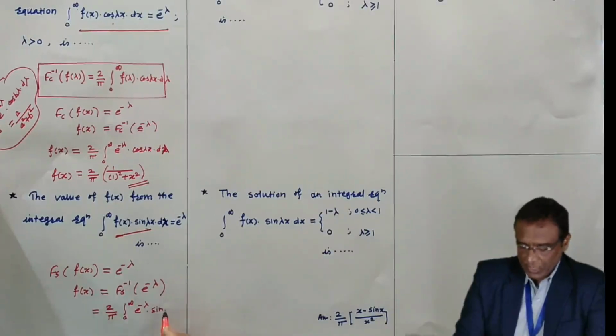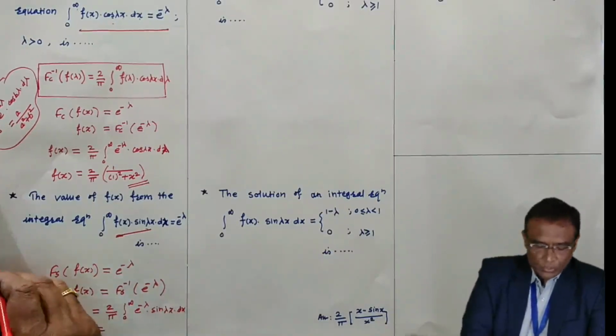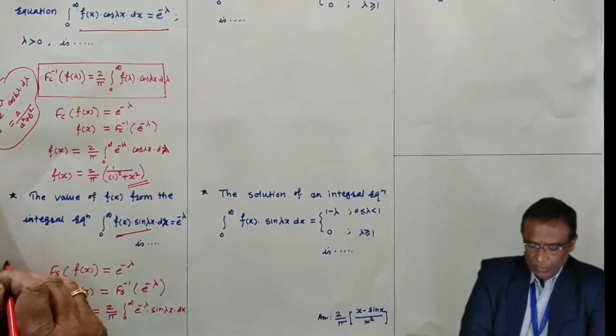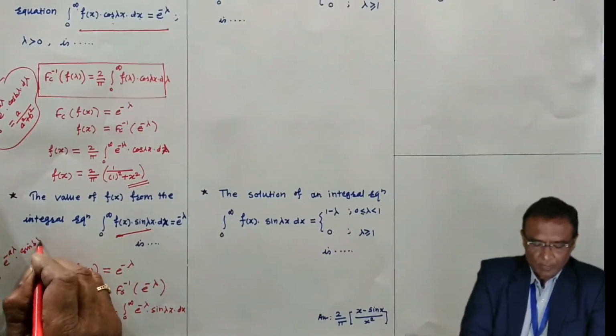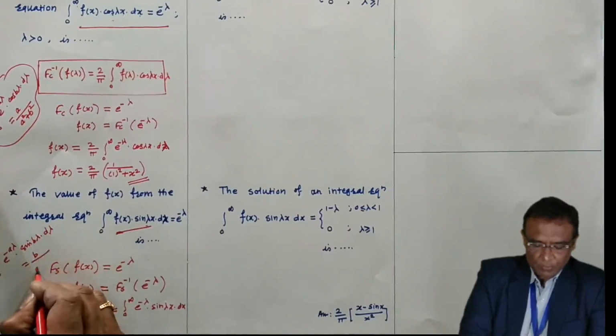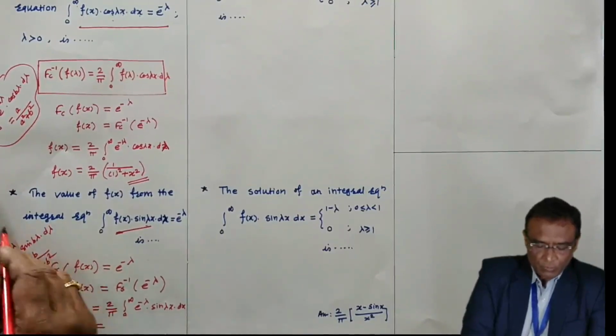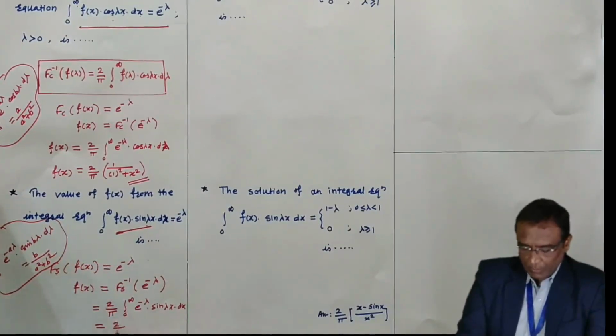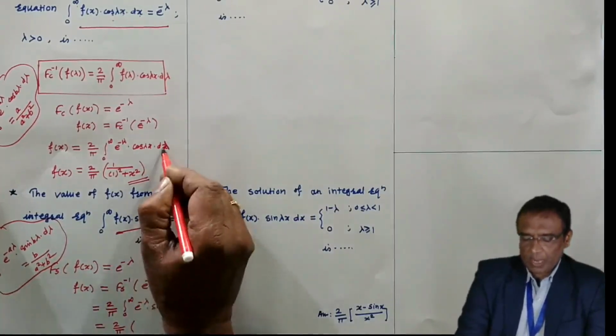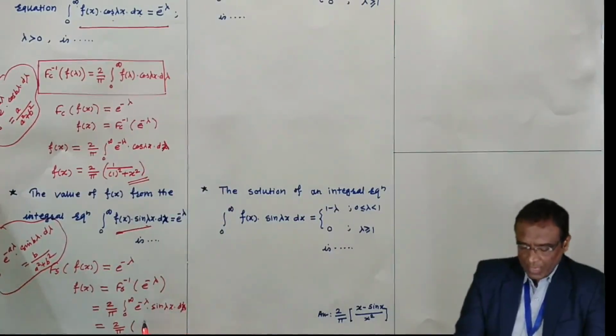Inverse Fourier sine transform: how do you get the integral? You use this formula directly: the integral of e to the power minus a lambda sine of b lambda is b by a square plus b square. This formula you can directly use to do the integration. 2 by pi, b divided by a square plus b square, where this should be lambda. Here b is x, divided by a square plus x square, where a is 1.